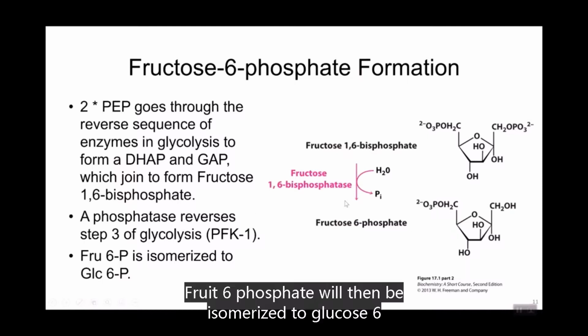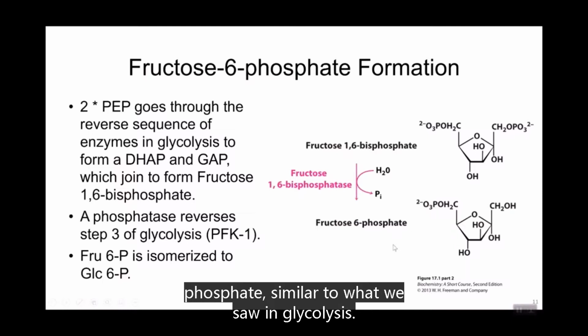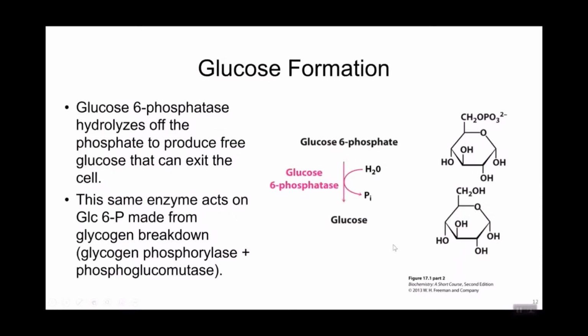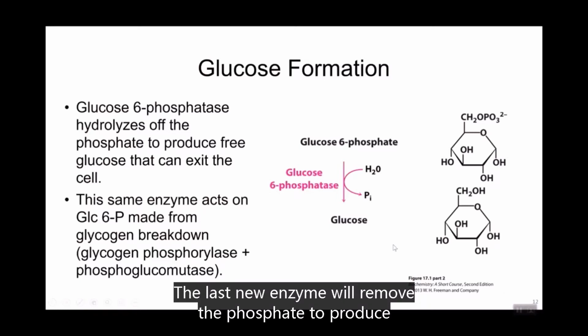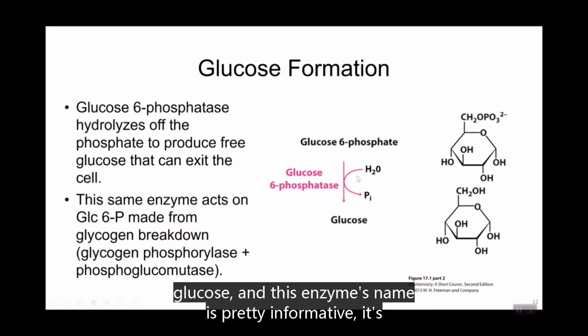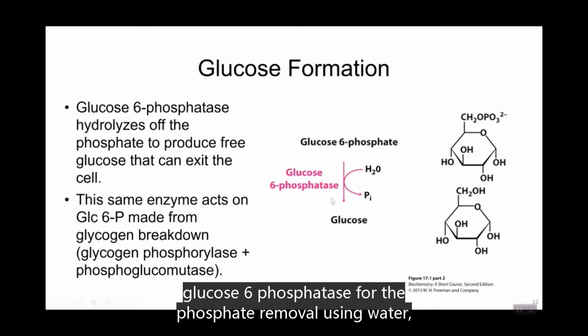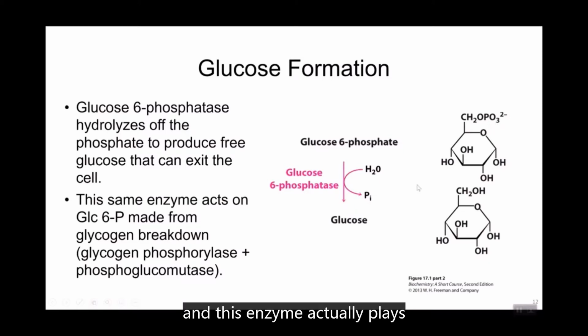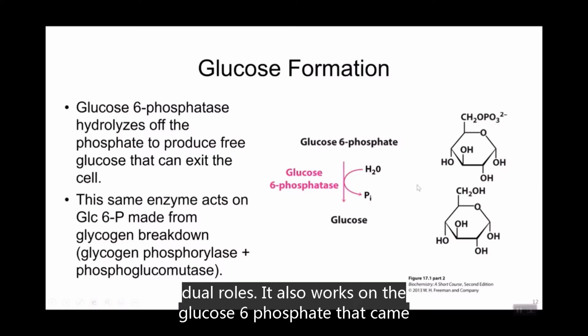Fructose 6-phosphate will then be isomerized to glucose 6-phosphate, similar to what we saw in glycolysis. The last new enzyme will remove the phosphate to produce glucose, and this enzyme's name is pretty informative. It's glucose 6-phosphatase for the phosphate removal using water, and this enzyme actually plays dual roles.